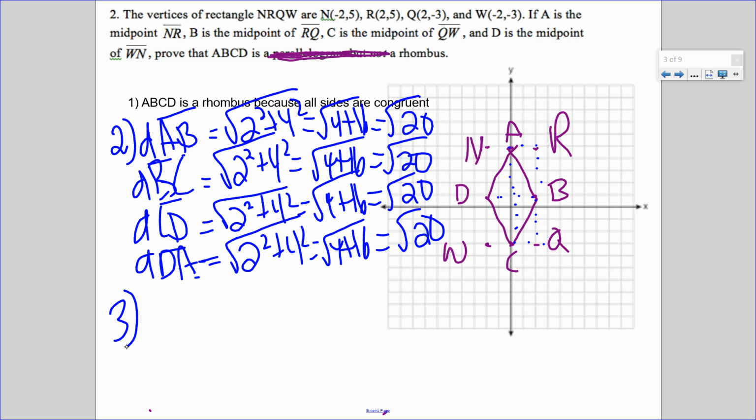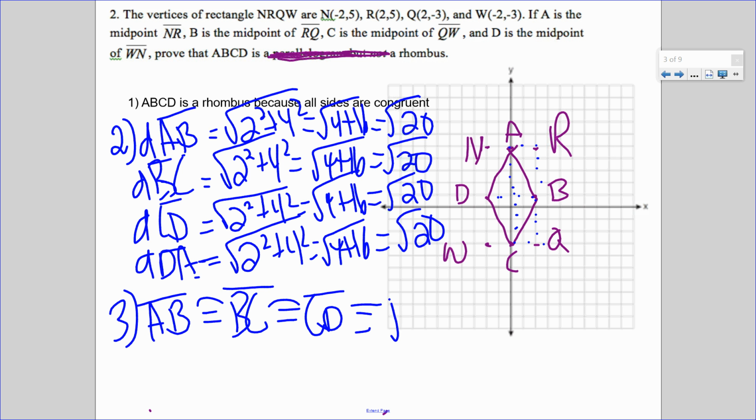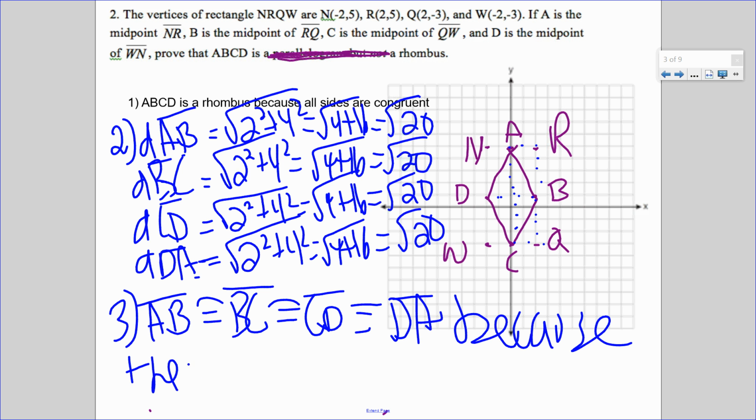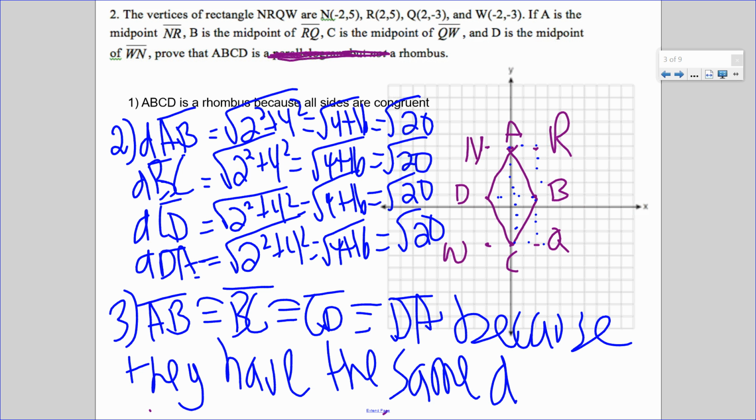Now I tie it all together. I said that all sides are congruent, so tell me what's congruent. AB is congruent to BC, is congruent to CD, is congruent to DA, because they have the same distance.